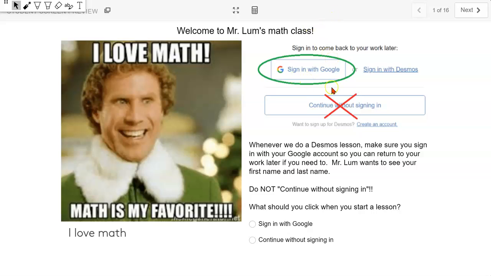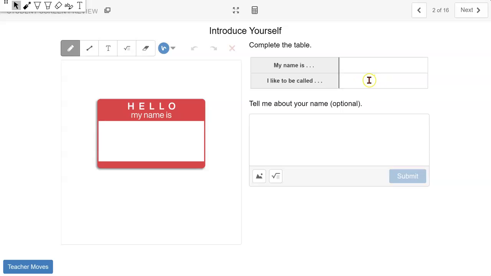So sign in please and use a Google account. On the first page, whenever we do a Desmos lesson, make sure that you sign in with your Google account so you can return to your work later if you need to. And I would like you to see your first name and your last name. Okay, so you click on the top next. So this is where you enter your name, first name, last name. This is optional if you want to tell me about your name.